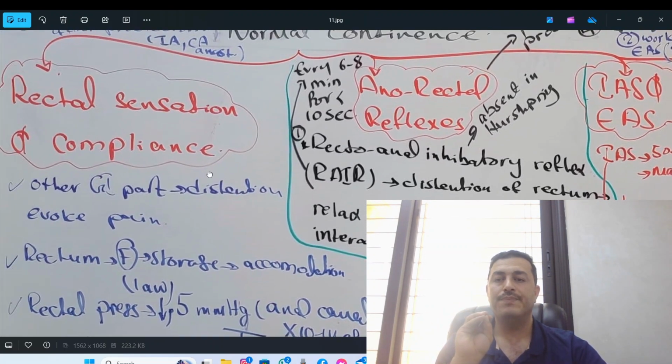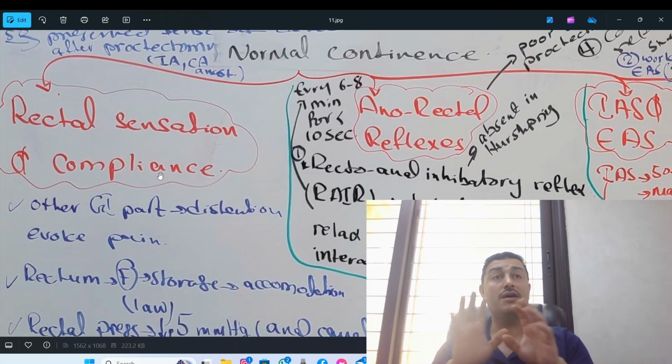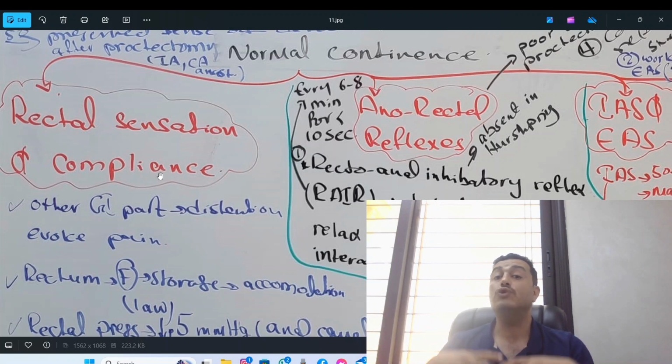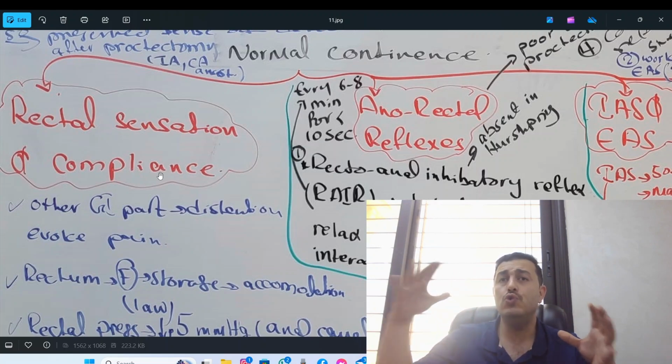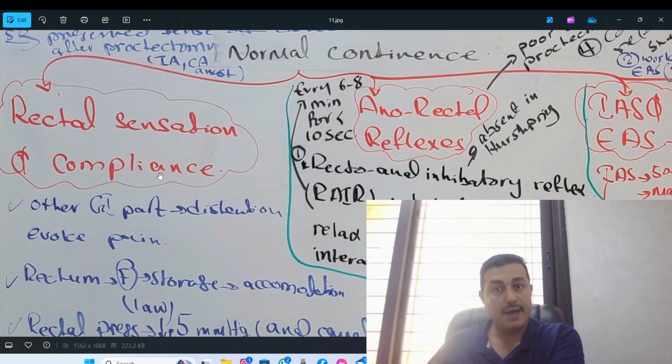Simply, first of all, rectal sensation. We know that distension in the colon can evoke pain, while the rectum is capable of distending and accommodating without pain. And this is a unique feature of the rectum. It can distend up to a huge diameter. So this will enhance its capability for storage, will prevent incontinence, and will enhance the continence mechanism. One.